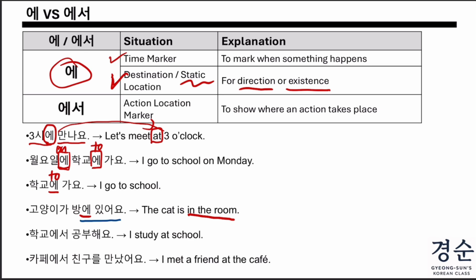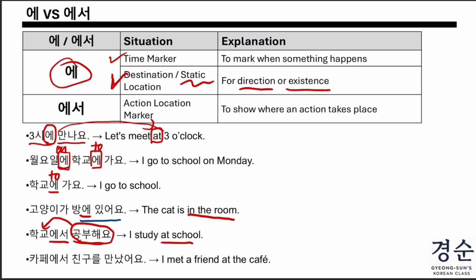And next we have 학교에서 공부해요. I study at school. So 학교, school. 학교에서, right? At school. Why is it 에서 but not 에? Because 공부해요, study. This action of studying occurs at school, right?